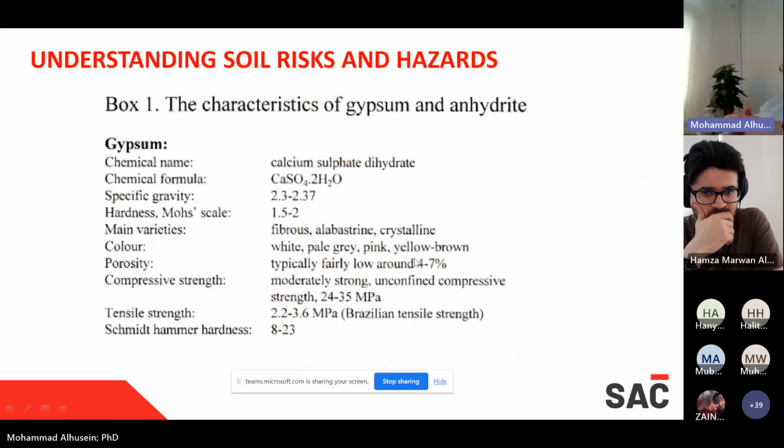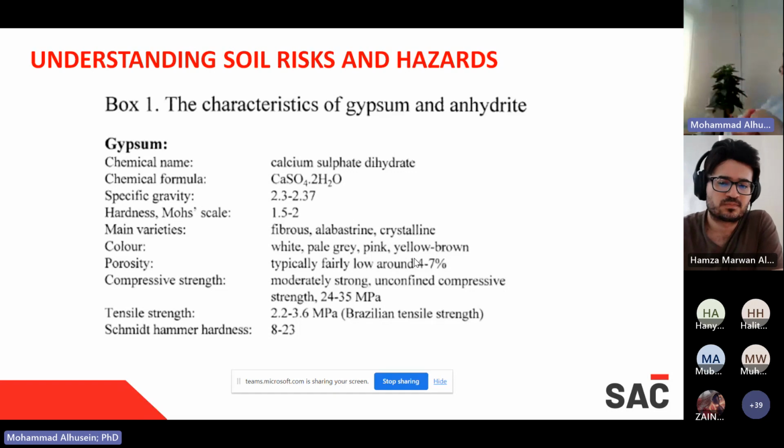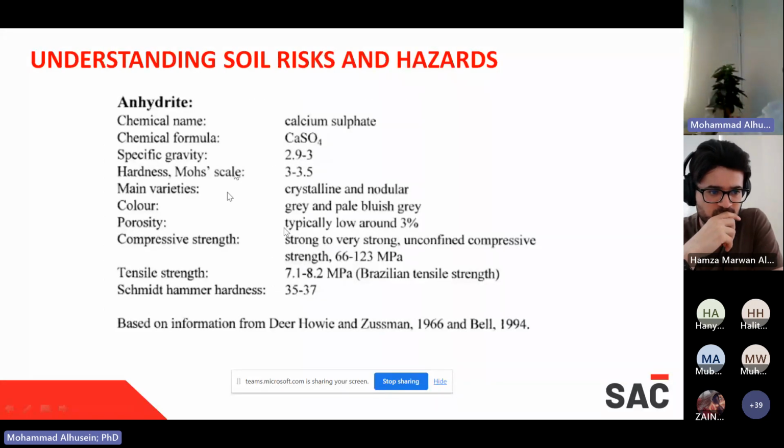Here, I present some characteristics of gypsum from the literature, just to show you to which level the gypsum is strong. For example, the unconfined compressive strength reaches 35 megapascal for this kind of gypsum, the tensile strength up to 3.6 megapascal, and the Schmidt hammer up to 23 megapascal. This anhydrite, and gypsum also, the strength is very high.